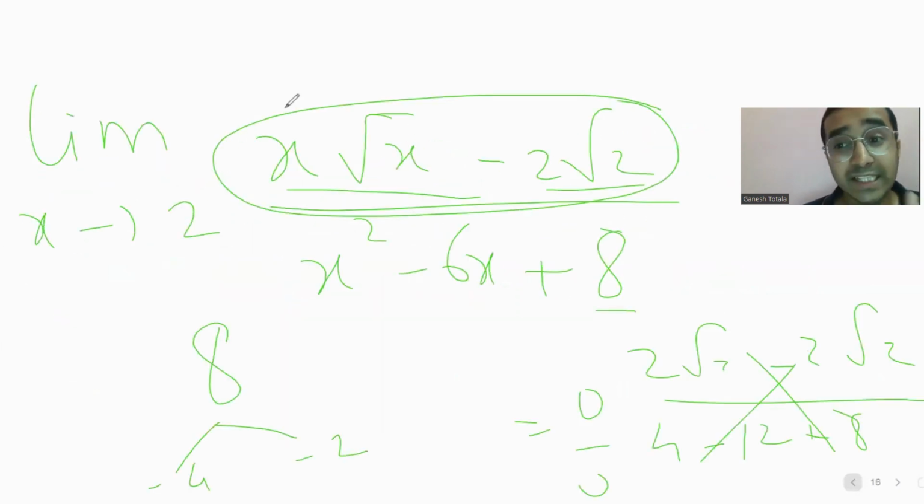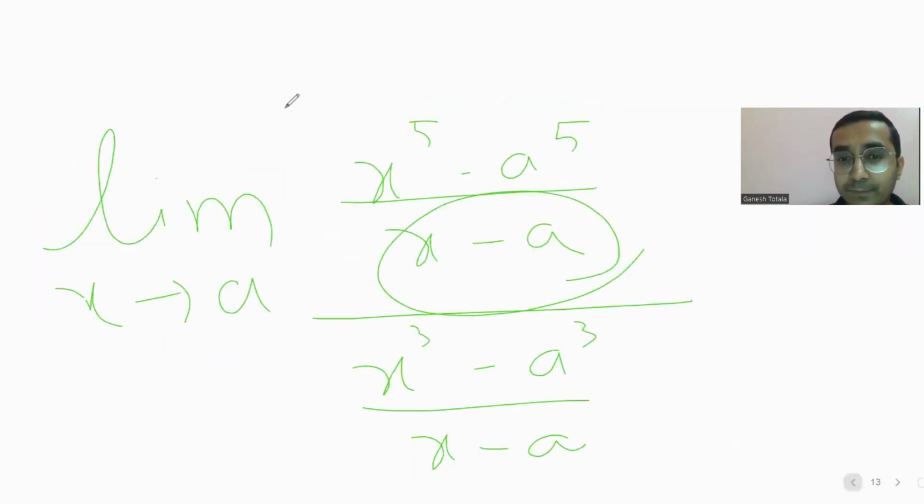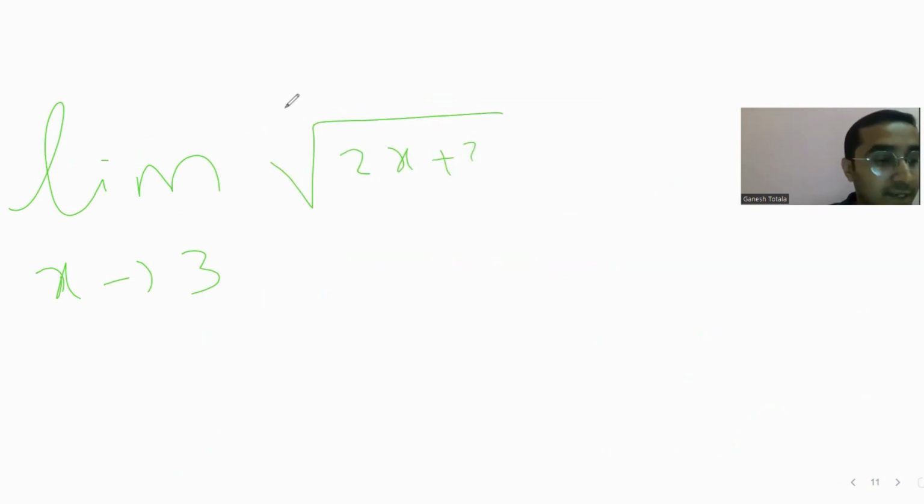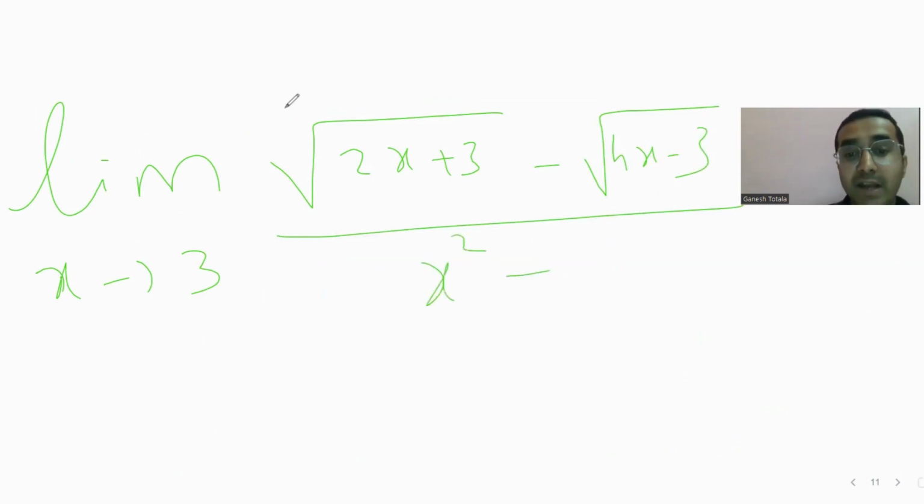I hope this question was a bit tricky, but if we know the concept, if we know how to use the formula, if we know how to do the adjustments, then we would be able to solve such types of problems. I hope this problem is clear. Now let's solve one more problem. Limit as x is tending to 3 of root of 2x plus 3 minus root of 4x minus 3 divided by x square minus 9.